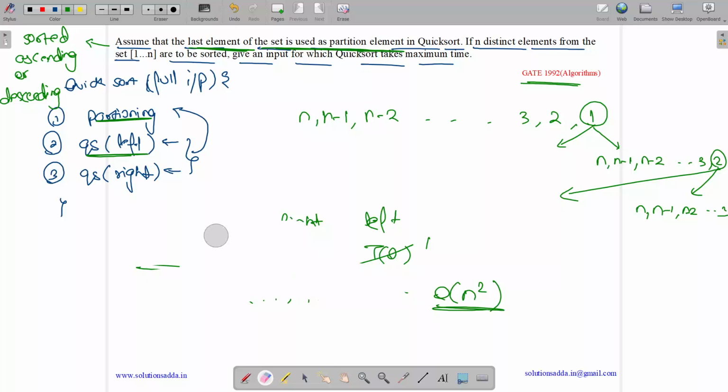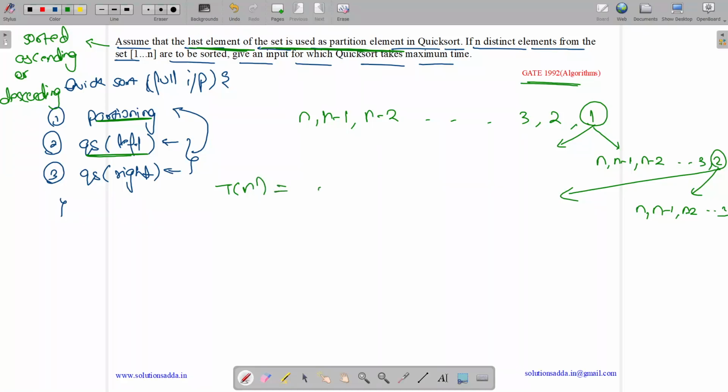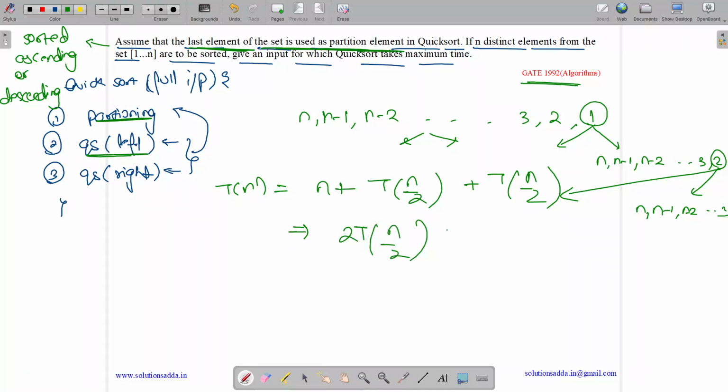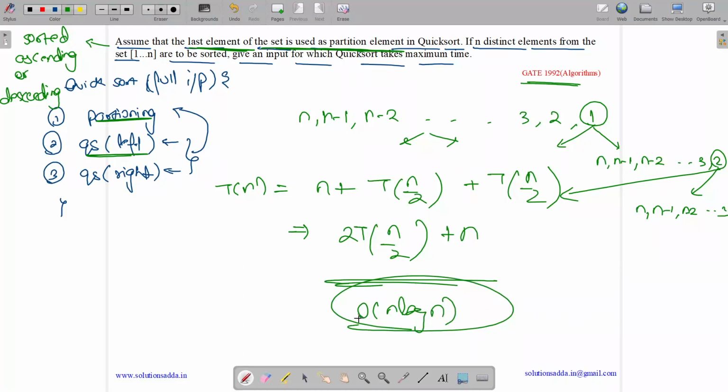If they are randomly sorted, then we can assume that if we do the partitioning, half of the items come on the left and half will come on the right. So we will have T of n by 2 plus T of n by 2. So we will have complexity as 2T of n by 2 plus n, which comes out to be order of n log n. But this is not the maximum time. Maximum time comes when it is sorted in ascending or descending order.